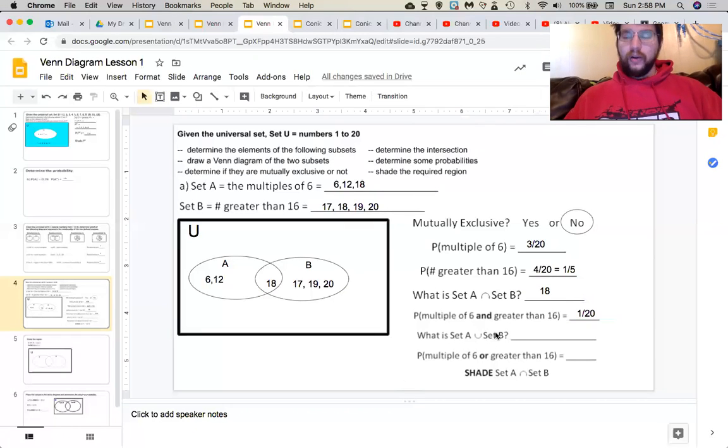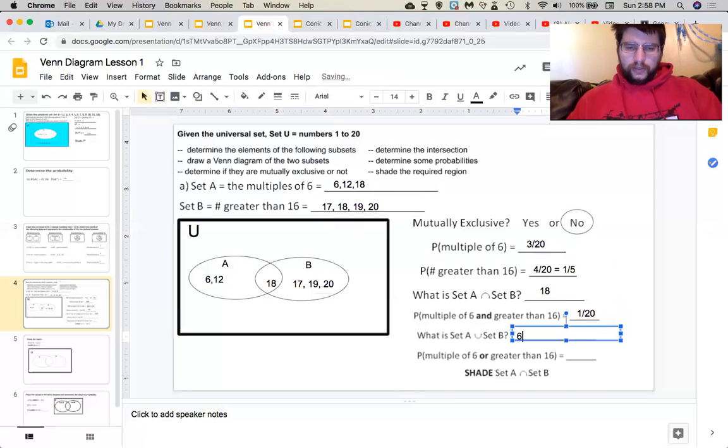What about set A or set B? Well, if we look at it, there's 3 numbers here and 4 numbers here, so that's 7. But we have to take away what they have in common so we don't count it twice. So that's 6 out of 20. And if you wanted to, you could count 1, 2, 3, 4, 5, 6. So 6 out of 20, of course, that can be simplified to 3 out of 10.